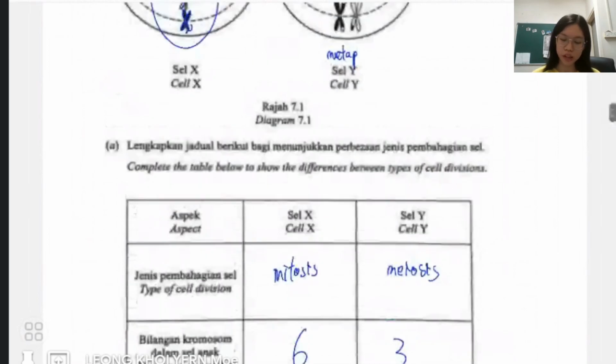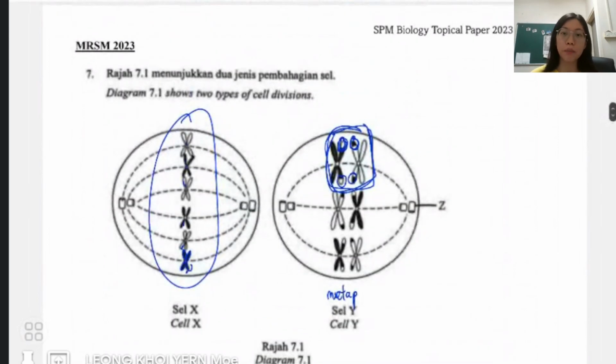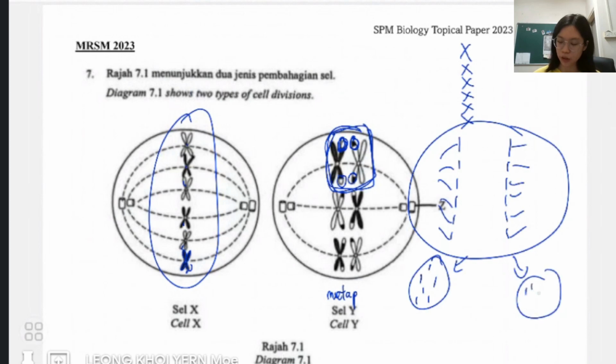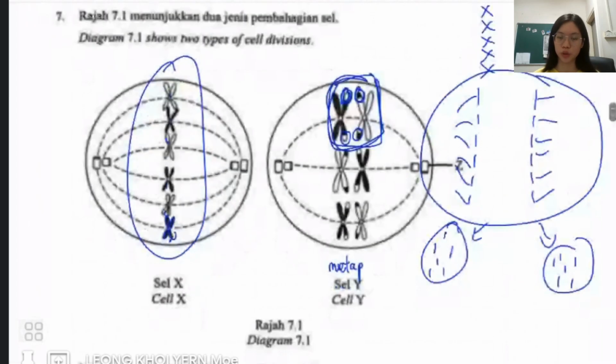Why? Let's take a look at the mitosis process first. 1, 2, 3, 4, 5, 6. Okay, anaphase, where they separate. So 6 get put to one pole, and another 6 will be put to the opposite pole too. So in the end, it will form a daughter cell with 6 chromosomes.